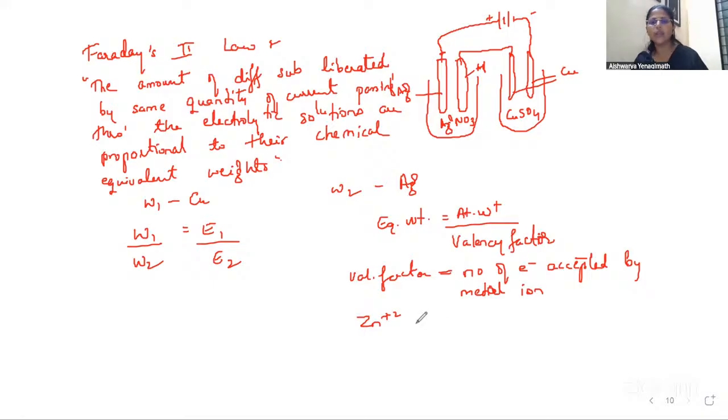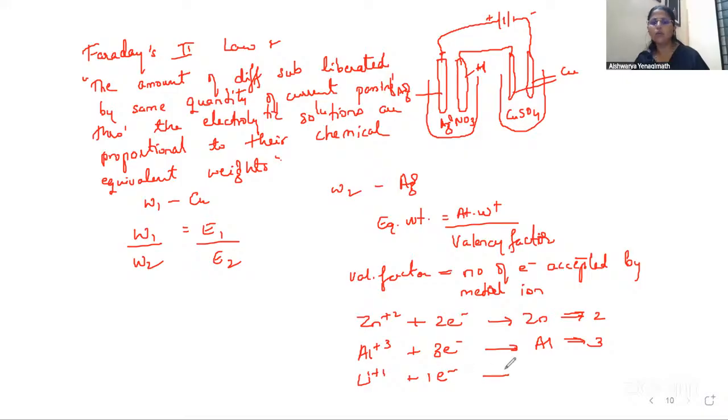Example, Zn2+. How many electrons will it accept? It will take 2 electrons to form Zn. So the valency factor of Zn2+ is 2. Similarly, take the example of Al3+. It will take 3 electrons to form Al, so the valency factor is 3. If you take lithium 1+, it will take 1 electron and form lithium metal, so the valency factor for lithium is 1. So equivalent weight is atomic weight divided by valency factor.